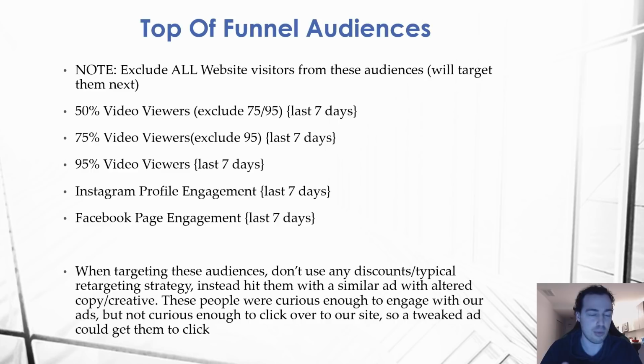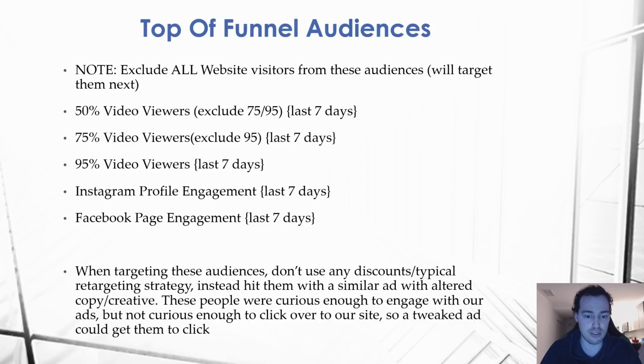It's not the same thing, but we can hit them with something really similar, maybe literally the same video ad, but with a different scroll stopper. It could be the same video ad with a different 5 seconds or something like that. Because these people were already curious enough to engage with our ad, but not curious enough to click over to our site, a tweaked ad could get them to click. And we can test out different things as well. You can obviously, like I was saying earlier, test out a completely different video ad if you want. At this point in the funnel, you probably want to stick with hitting them with another video. Hitting them with a static image might not be as effective as that would be later on in the funnel.